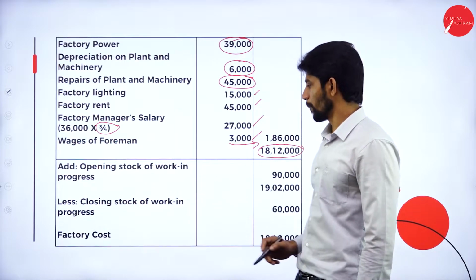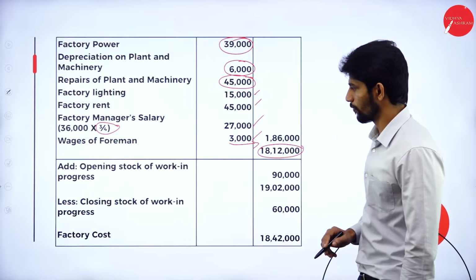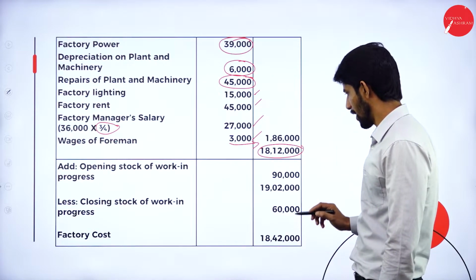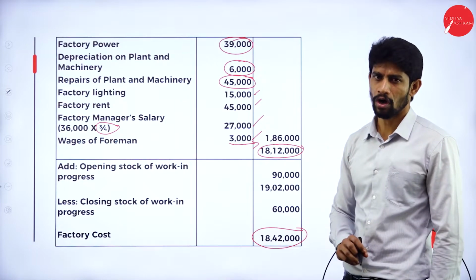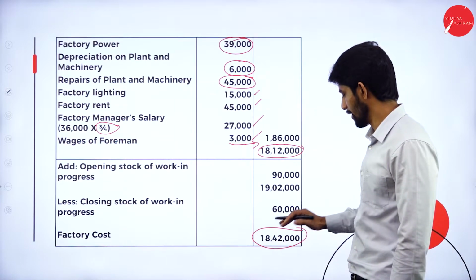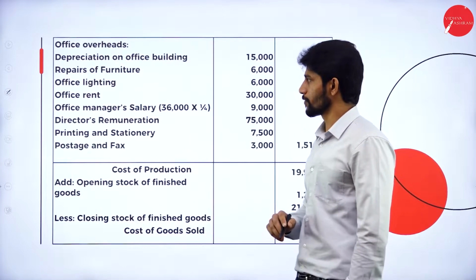Next, add opening stock of work in progress and less closing stock of work in progress. You will get some balance. That balance is called factory cost or work cost. That is 18,42,000.